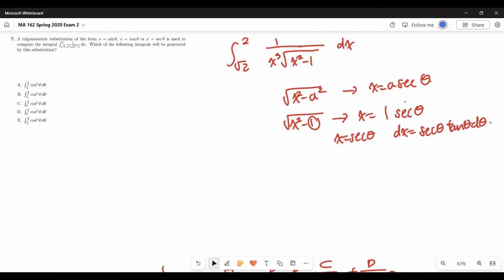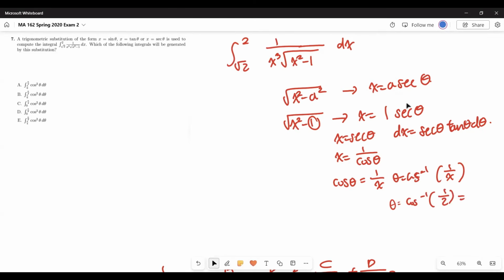We have that, and now since x is secant theta, we can write it as 1 over cosine theta, and you can write it as cosine theta equals 1 over x. Theta is cosine inverse of 1 over x. And let's plug in our values. Theta is cosine inverse of 1 over 2. This value is just pi over 3. Yeah, actually, let's try it. It is pi over 3, right? Right. I wasn't sure. So cosine inverse of 1 over square root of 2 is pi over 4. Okay, we have those two values.